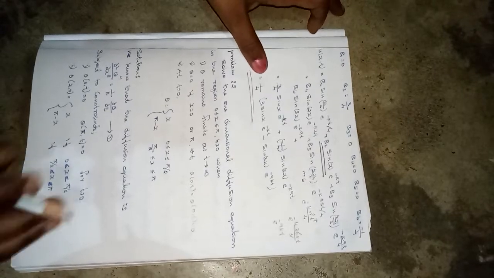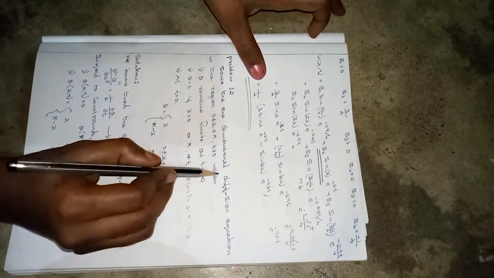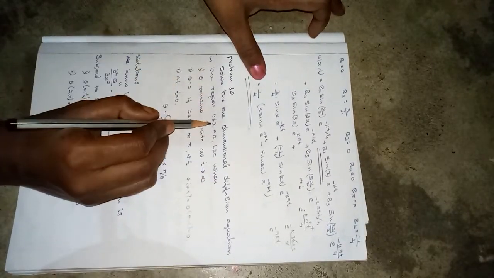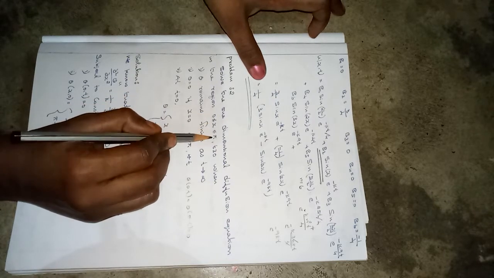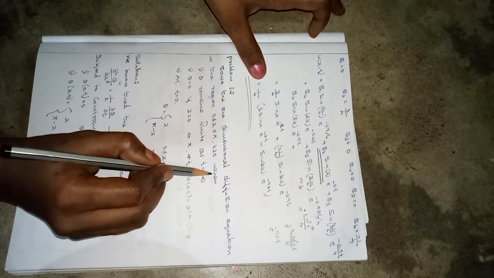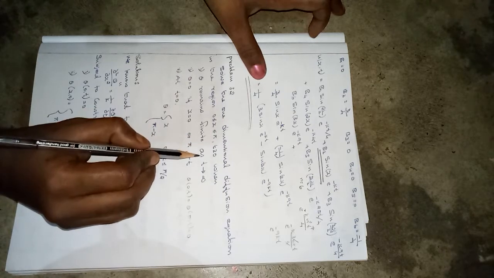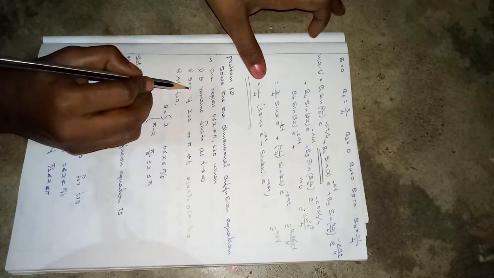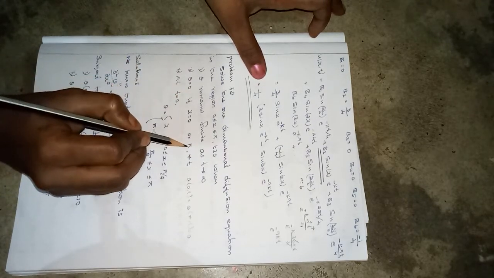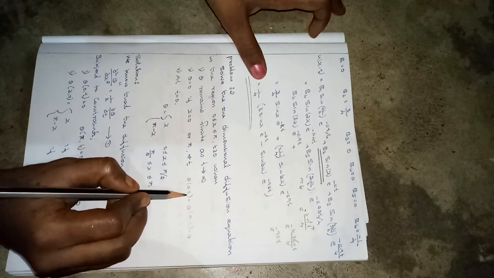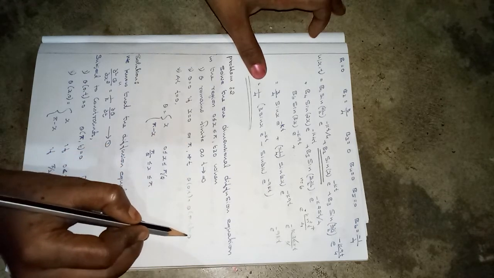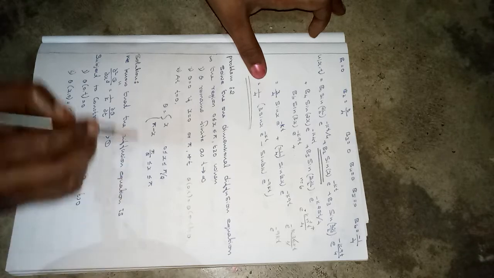Hi friends, now we are going to see the second problem. Solve the one-dimensional diffusion equation in the region 0 ≤ x ≤ π, t ≥ 0, when θ remains finite as t tends to infinity, θ = 0 if x = 0 or π. This is nothing but θ(0, t) = θ(π, t) = 0. Both the values are equal to 0.